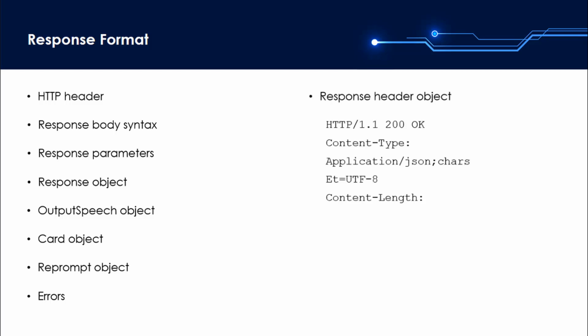In the sample response header object, we have HTTP, which is the protocol of the response. Then we have the version information and the status code. Next, we specify the content type, which is application/json, as well as the character set. Finally, we have the content length, which will contain a value equal to the size of the payload that has been returned to the client.